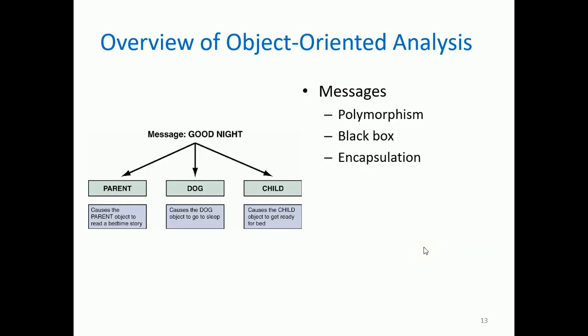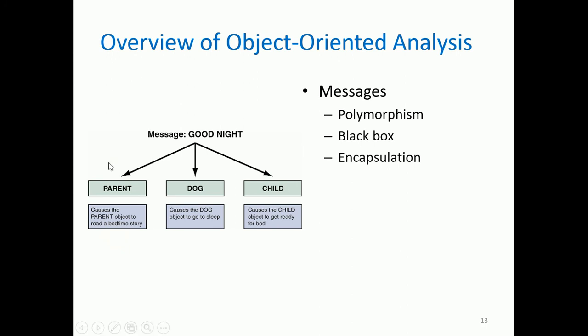And then we also have messages. We have this so-called polymorphism. Polymorphism means you have the same message, but the message has different methods to be carried out by an object. So let's look at an example of how polymorphism works. Example, the message is good night. If the message good night is received by the parent, what will be the parent's method? We have this description: causes the parent object to read a bedtime story. So that's the parent's reaction to the message good night.